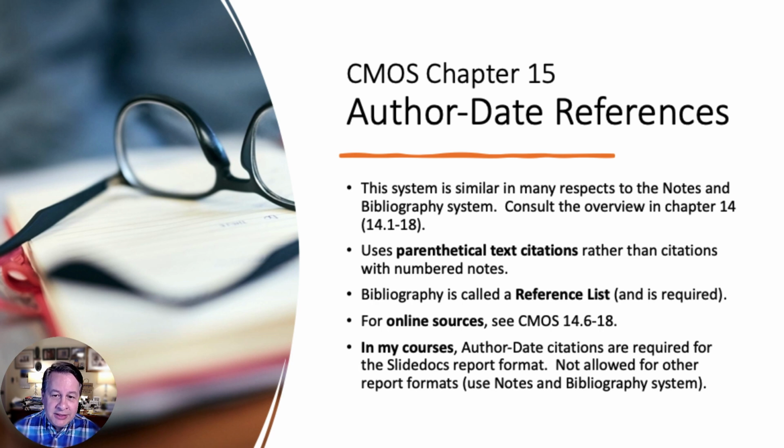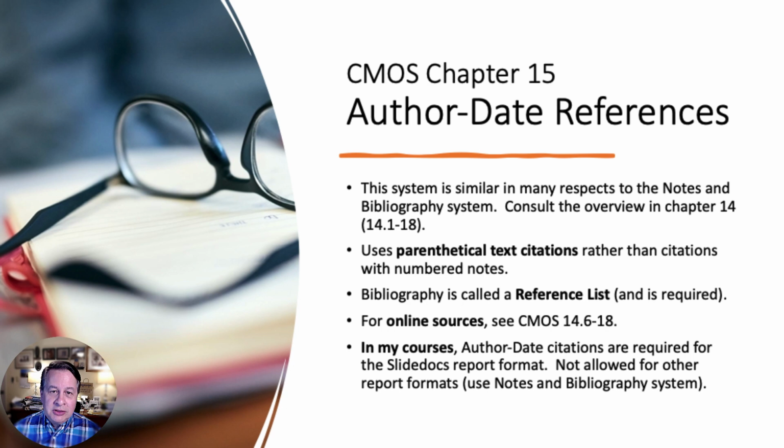So the big difference is that the citations are parenthetical and they're placed in the text, whereas citations in the notes and bibliography format have numbered notes. That's the biggest difference. The other big difference is that instead of a bibliography, it's called a reference list, but it is prepared pretty much the same.